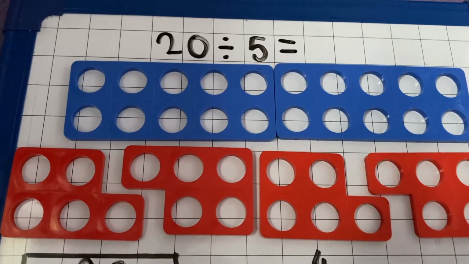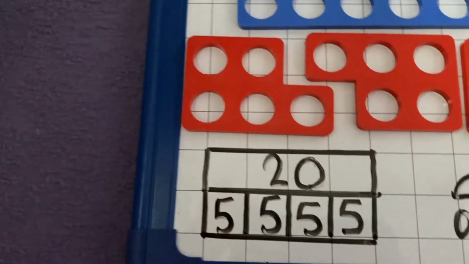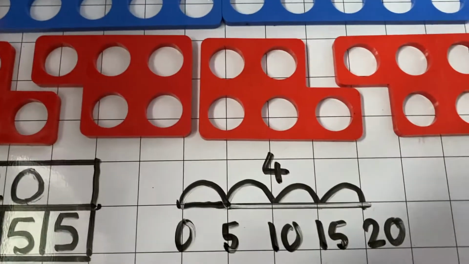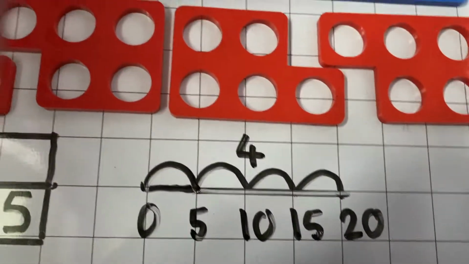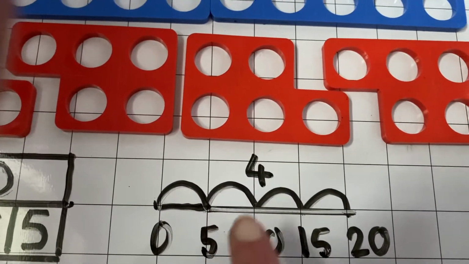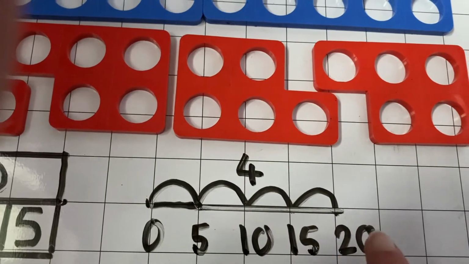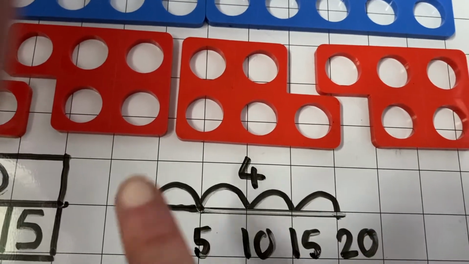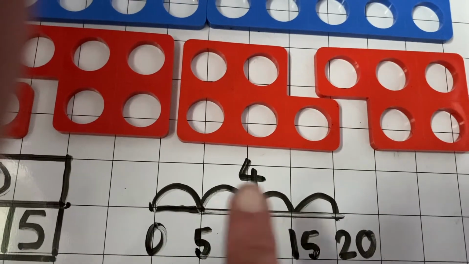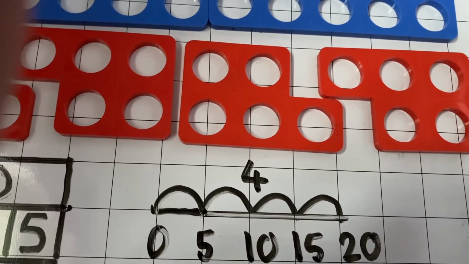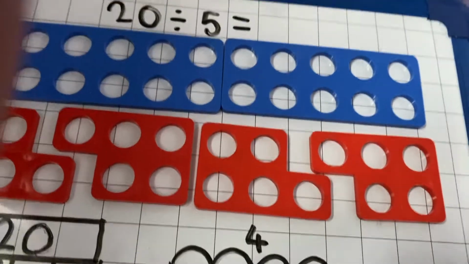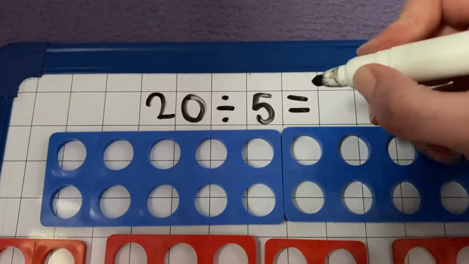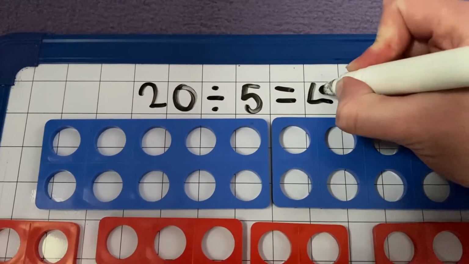I can also represent this in a bar model: 5, 10, 15, 20. I can also show it on a number line, counting 5, 10, 15, 20. I need to have 4 groups of 5 to make 20. Therefore, my answer, 20 divided by 5, is 4.